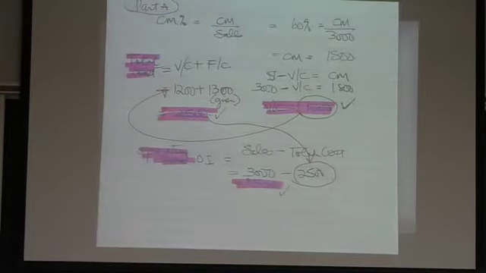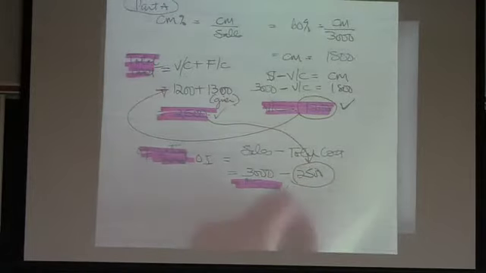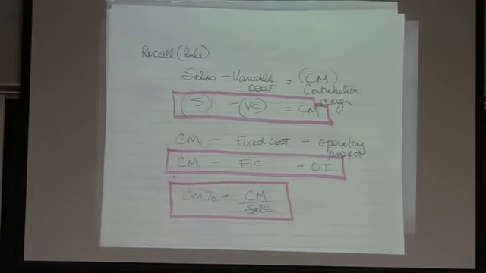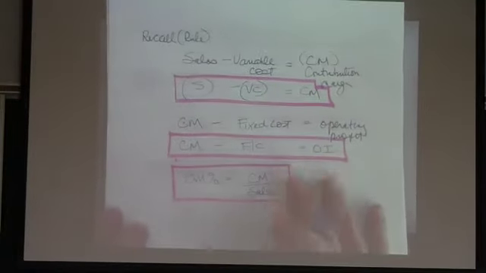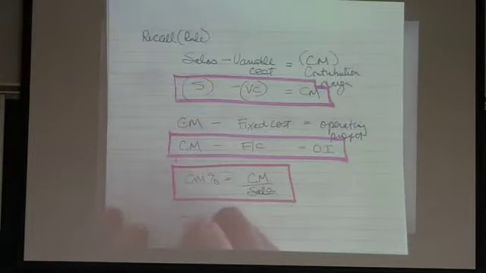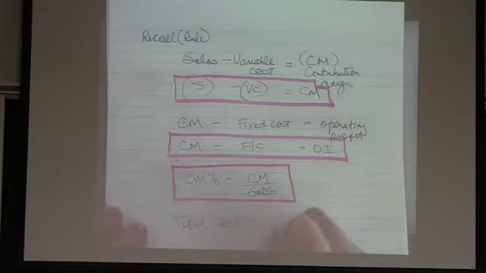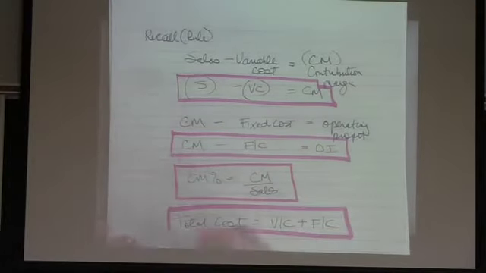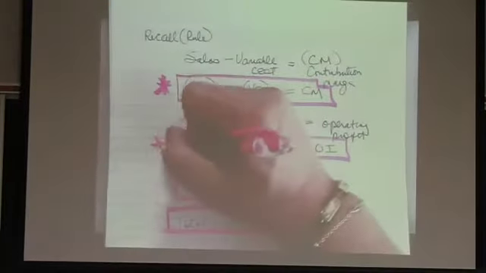Now, let's do part B. I'll just do another sheet here for part B. Again, we're going to use this equation. And by the way, I forgot to do one thing here. It goes without saying that total cost equals variable cost plus fixed cost, right? So these are the key formulas you're going to need.